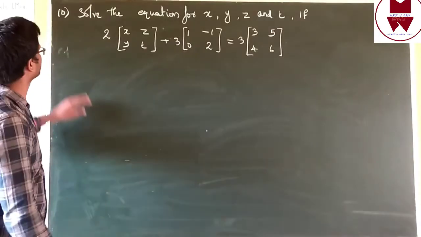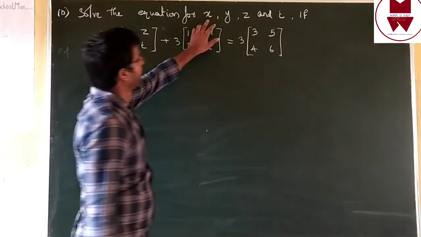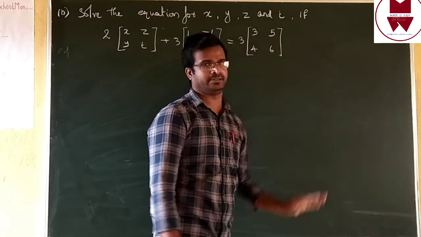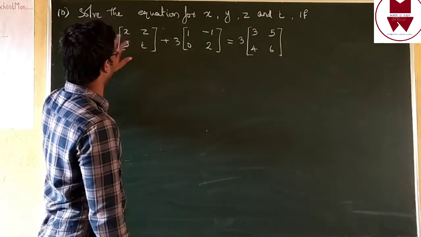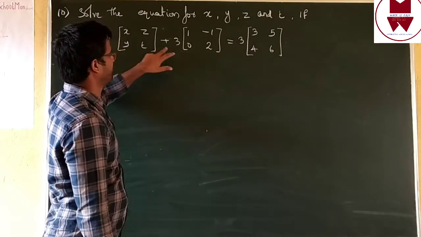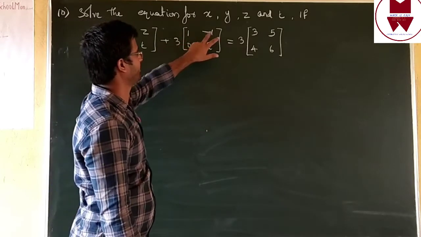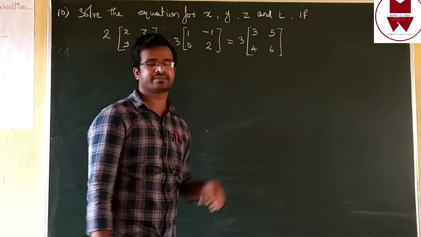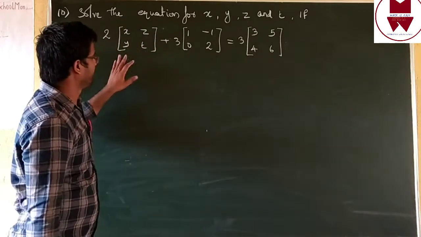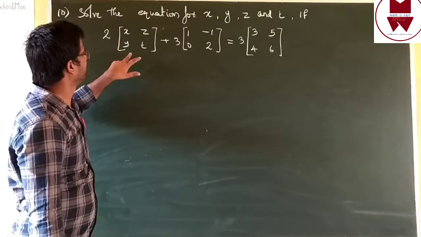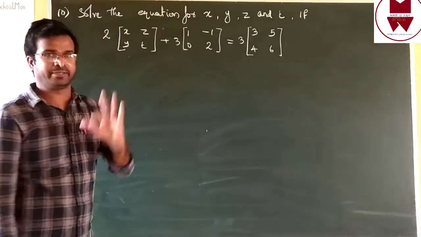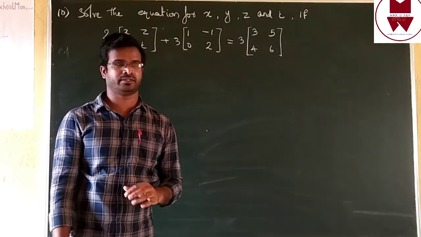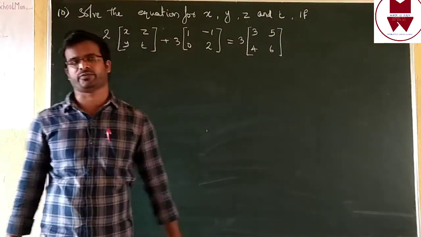Next, solve the equation for x, y, z and t. If 2 into matrix [x, z; y, t] plus 3 into [1, -1; 0, 2] equal to 3 into matrix [3, 5; 4, 6]. Then in this equation, a total of 4 variables are there. 4 unknowns are there. We have to find out those 4 variables.